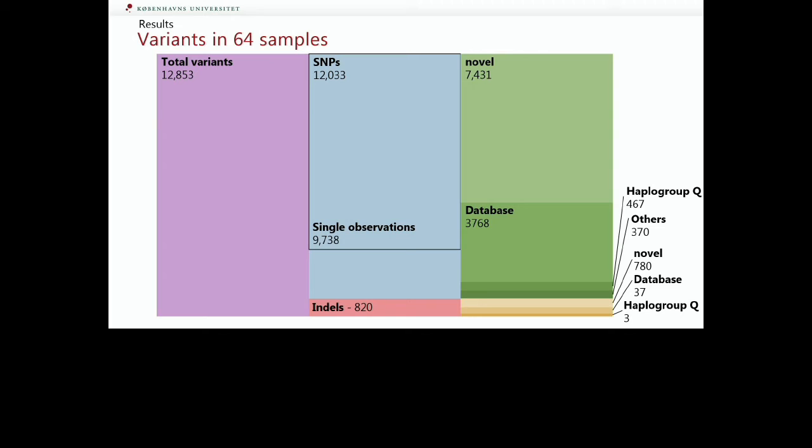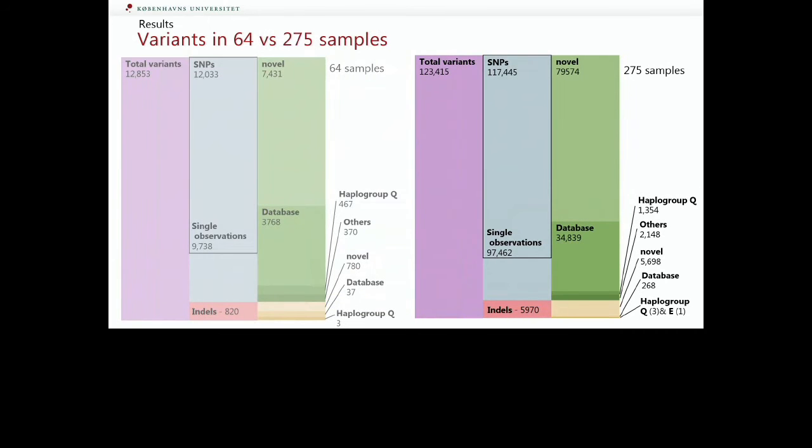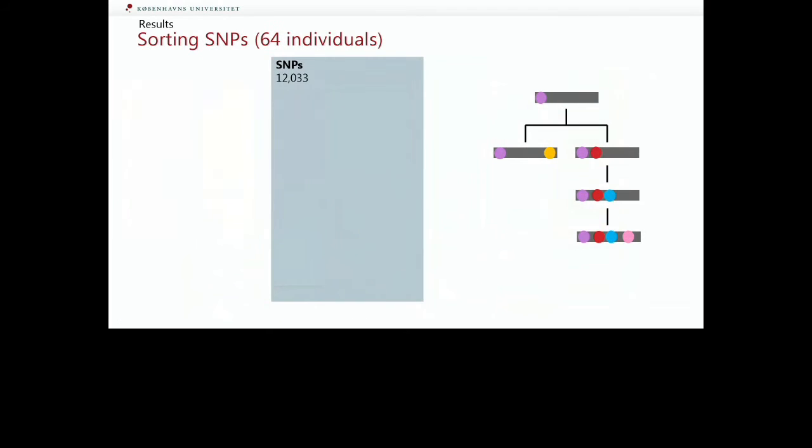that were annotated before. When we add on these 211 and 64 samples that were from the literature data, we find like nearly a tenfold increase, or 110%. So it's 125,000 total variants with 118,000 SNPs, and then overall 80,000 were not annotated before.